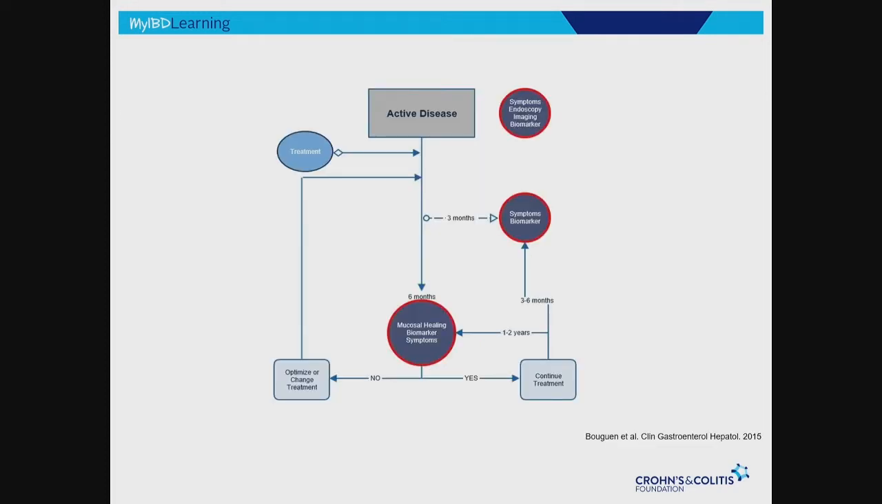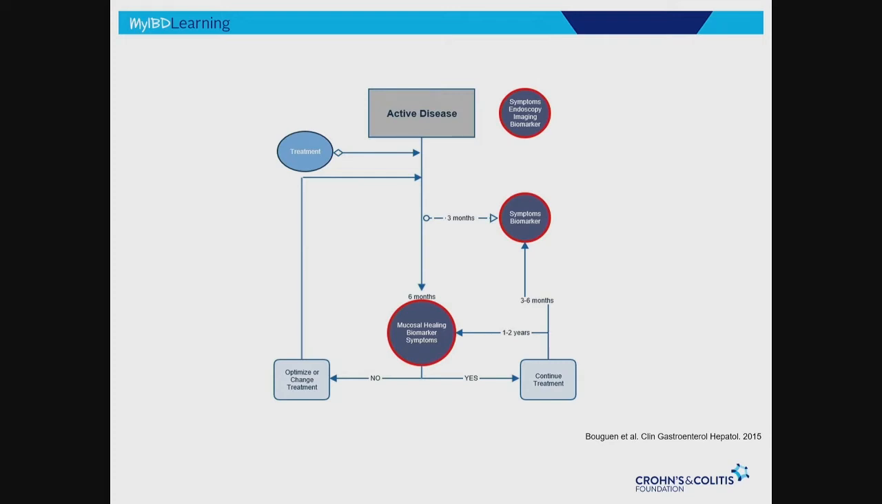Looking at it in a different way, again, this is just a diagram to let you know how we think about how we're going to monitor you over time. You may have active disease. We start off again by checking all those things. At 3 months, we may repeat that biomarker, make sure that after you start your induction therapy, whatever therapy you're on, that things are getting better.